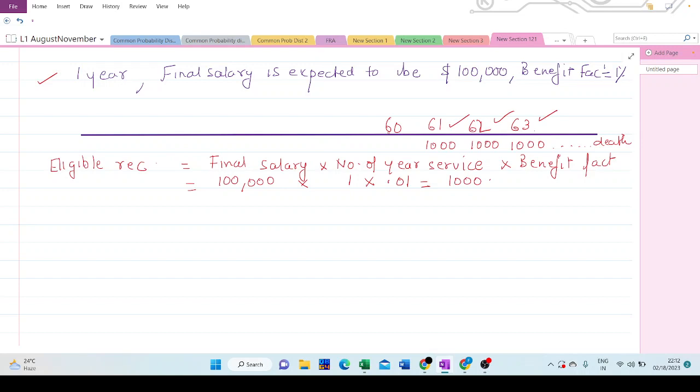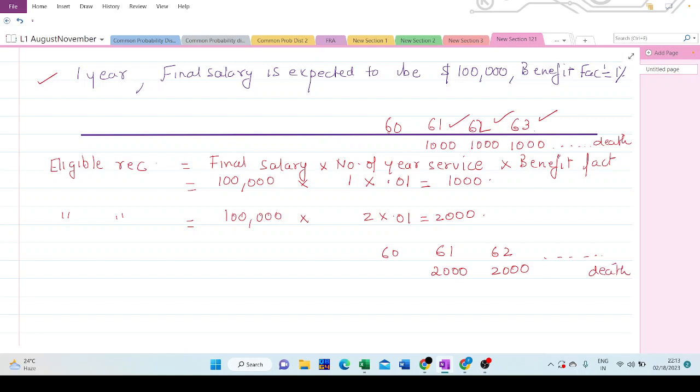Now please understand, let me take this example further. Say the employee works for one more year. So he has worked for 2 years in total, that is his service history with the company is 2 years. Now what is he eligible to receive, please tell me. His service history is 2 years. Now what is it? 1 lakh into 2 into 1%, 2000. He retires at the 60th year, and from the 61st year he'll start receiving 2000 till he dies, right?